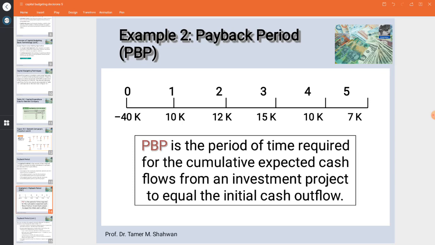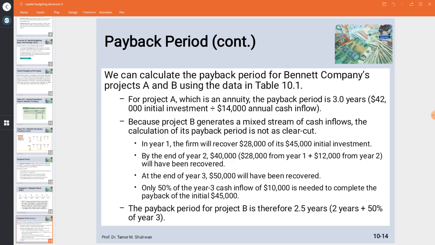To determine whether this is acceptable or not, you must compare it with the acceptance criteria of your firm. For instance, if the acceptance criteria of your firm is just 3 years, in this example this project should be rejected. Why should it be rejected? Because its actual payback period is 3.3 years. However, the accepted criteria is 3 years, so in this case, we should reject it.